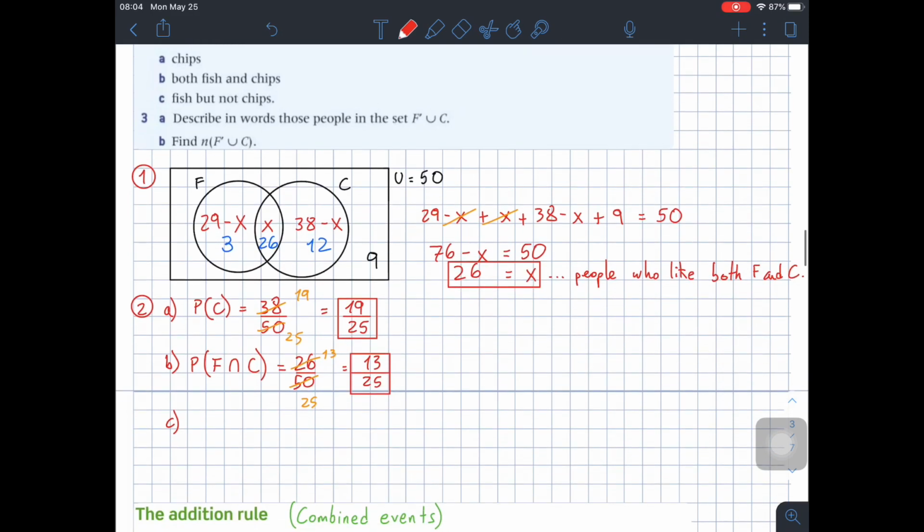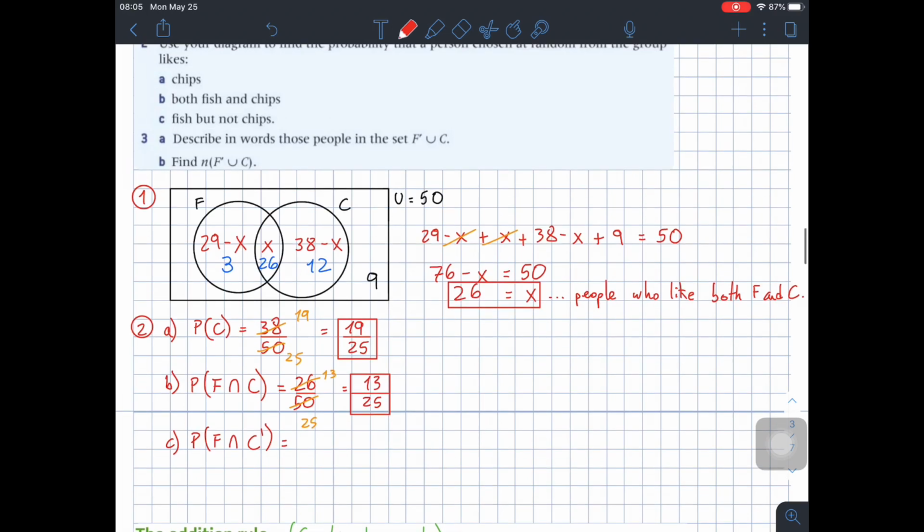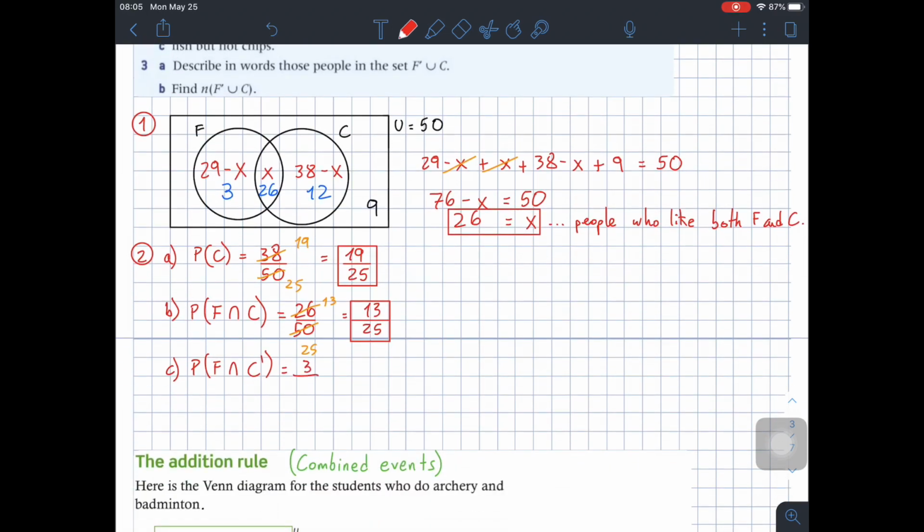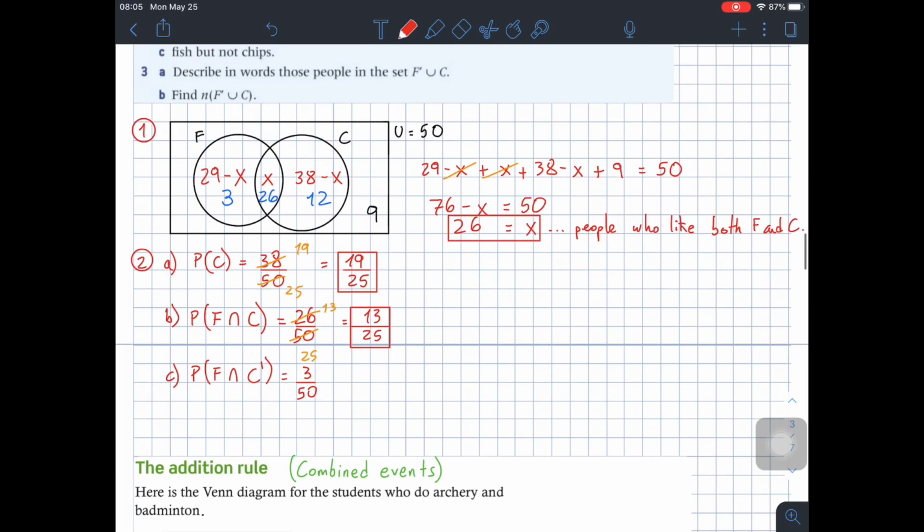So if we write that in words, this is probability of people who like fish but do not like chips, so not chips. We know from the Venn diagram that that should be equal to 3 over the universe, which is 50. 3 over 50. Okay? If you want, you can always draw the Venn diagram first to represent the information.